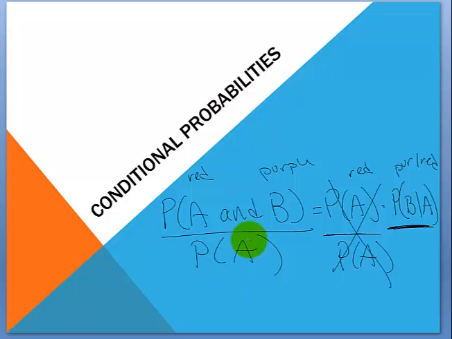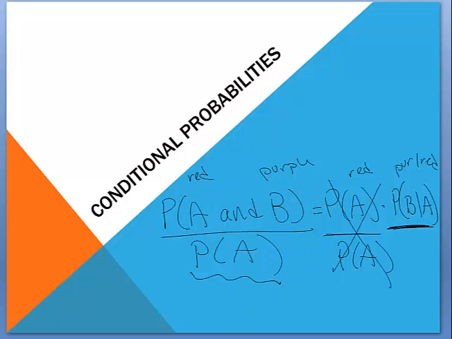So really what we're doing is we're just changing that sample space to be a lot smaller. If we're finding the probability that an event has happened given that another one has already occurred, it's really finding the probability of the two together over the probability of the first one.